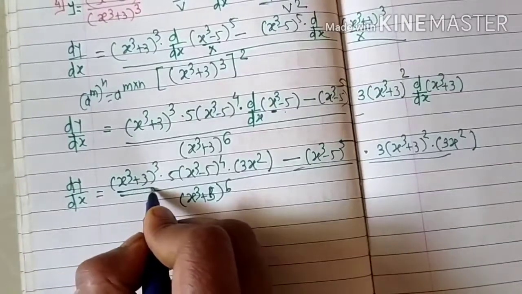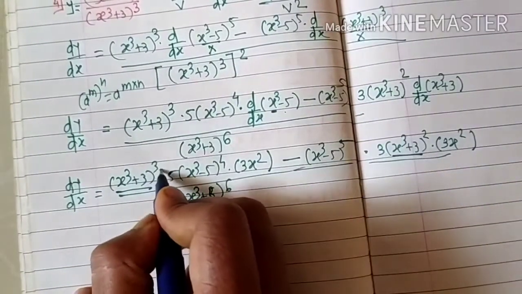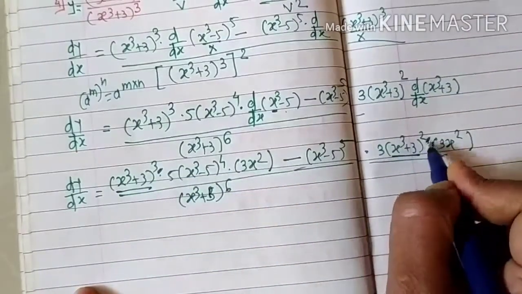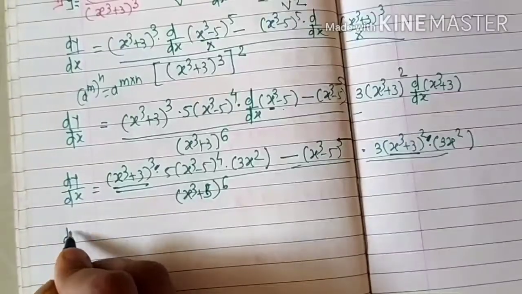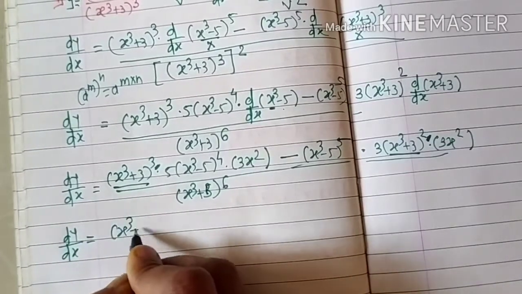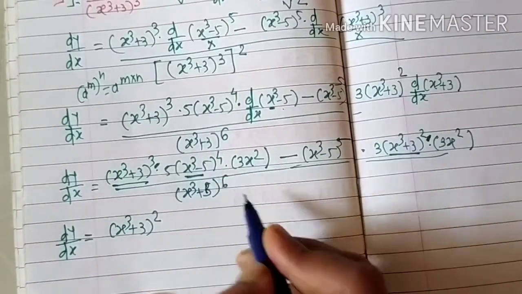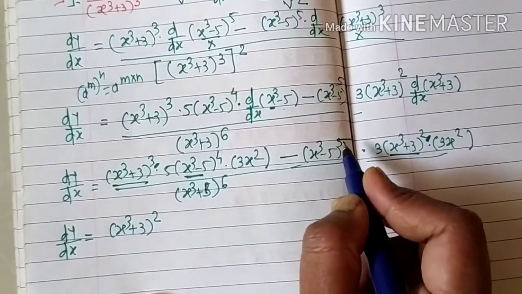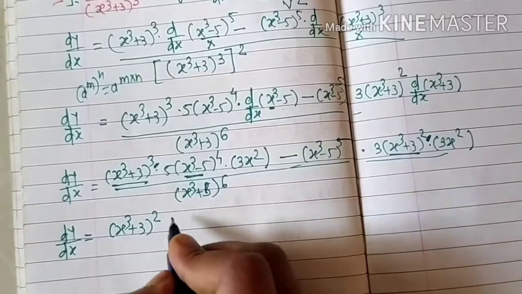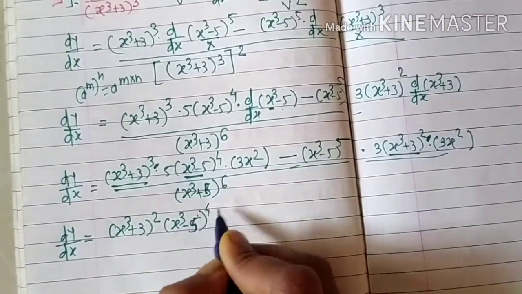Which one is the common term? Here x cube plus 3, here also x cube plus 3, but the powers are 3 and 2, so the common power is 2, that is the minimum. Then dy by dx is equal to (x cube plus 3) raised to power 2. Then (x cube minus 5) raised to power 4 is there, and here raised to power 5 is there, so the common minimum power is 4. Then (x cube minus 5) raised to 4 power.